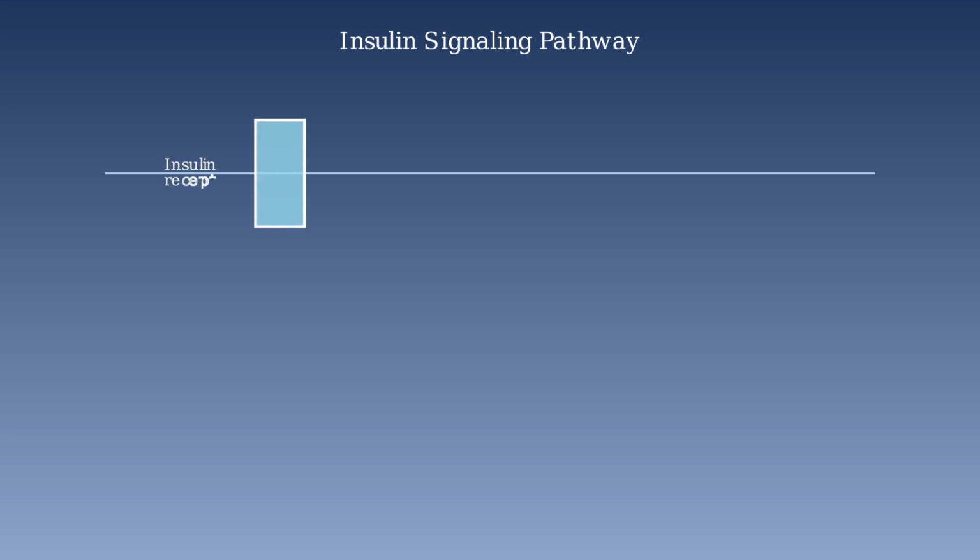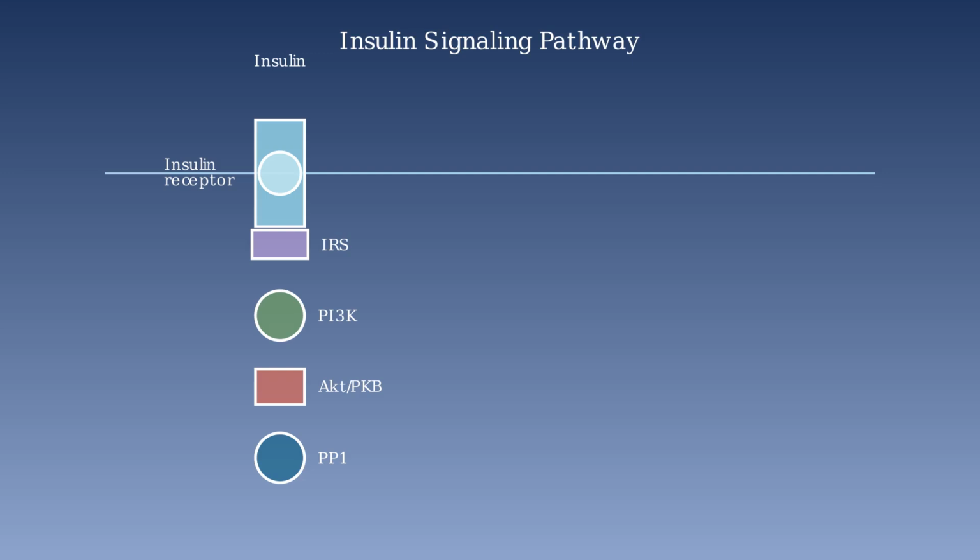Insulin binds to the insulin receptor, a receptor tyrosine kinase, causing receptor autophosphorylation. The activated receptor phosphorylates insulin receptor substrates, or IRS proteins. IRS proteins activate phosphatidylinositol 3 kinase, or PI3K. This leads to the activation of protein kinase B, also known as AKT. AKT activates protein phosphatase 1, or PP1, which dephosphorylates glycogen synthase, activating it, while also dephosphorylating glycogen phosphorylase, inactivating it.